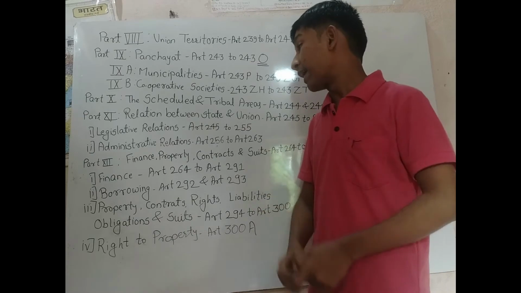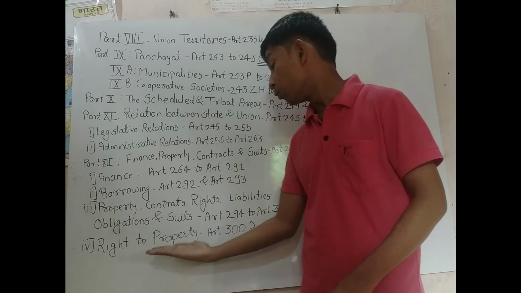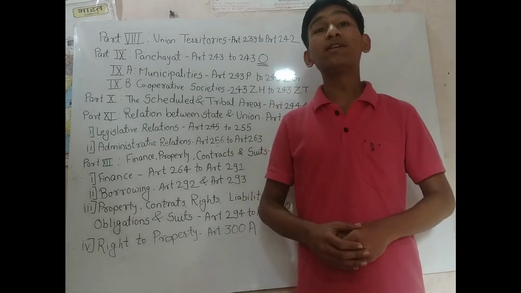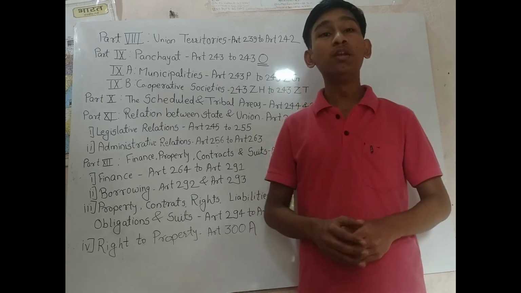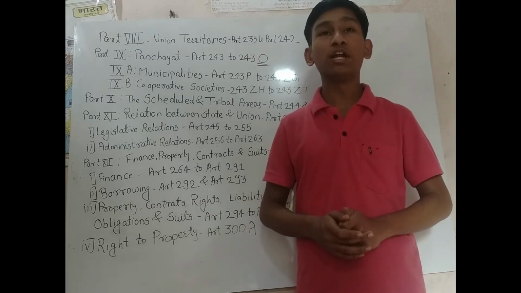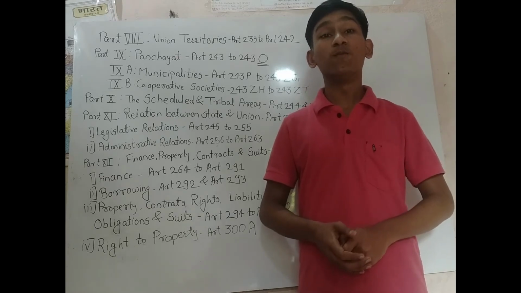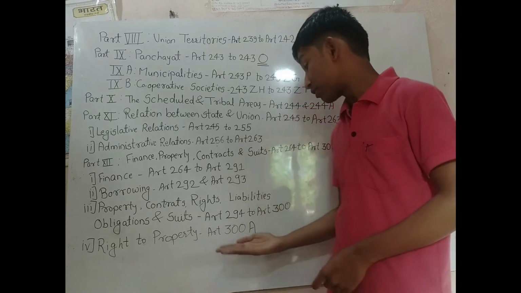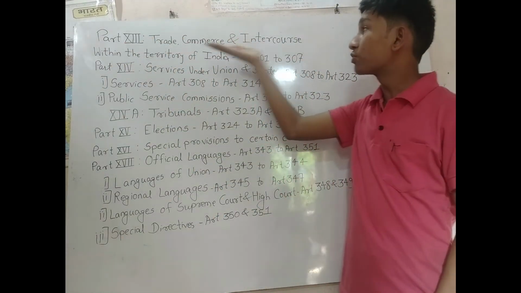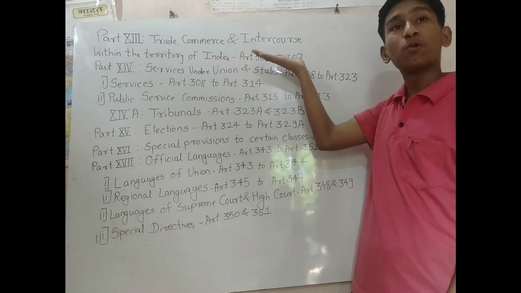So this is regarding the part 12, and now the most important point, which is right to property under Article 300A. Actually, the right to property was installed in the Indian Constitution in the fundamental rights, but afterwards it was only restricted to a constitutional right, and it was then amended, and the right to property was moved from Article 31A to Article 300A.